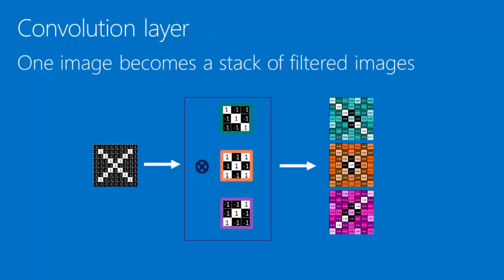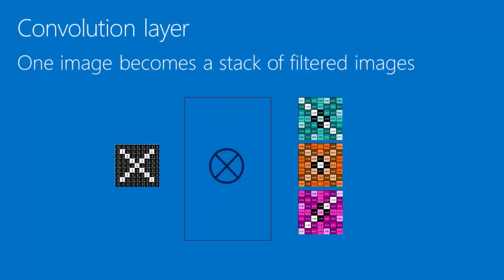This act of convolving an image with a bunch of filters, a bunch of features, and creating a stack of filtered images is what we'll call a convolution layer. A layer because it's an operation that we can stack with others, as we'll show in a minute. In convolution, one image becomes a stack of filtered images. We get as many filtered images out as we have filters.